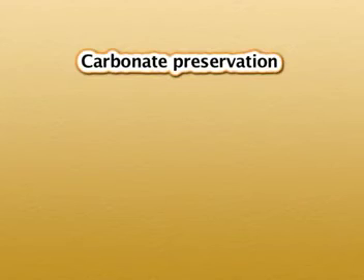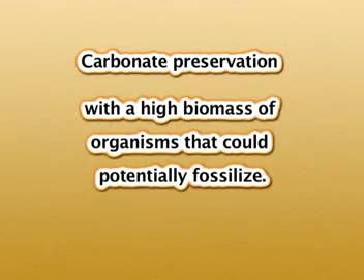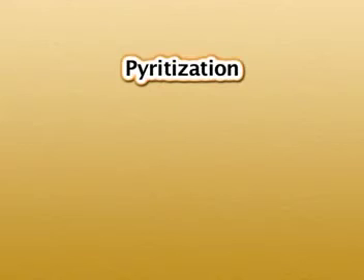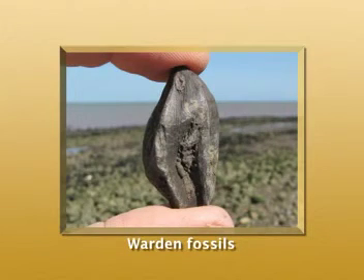Now, carbonate preservation. Ideal conditions for carbonate preservation are normally found in marine and shell sediments with a high biomass of organisms that could potentially fossilize. Marine waters are constantly supersaturated with respect to calcium carbonate, and the preservation of carbonate shells is a rather common instance. Now, pyritization. Pyrites are iron sulfur minerals. These pyritized fossils often occur in the presence of seawater, which is the source of sulfur, and are characteristic of plant tissues washed into marine basins.